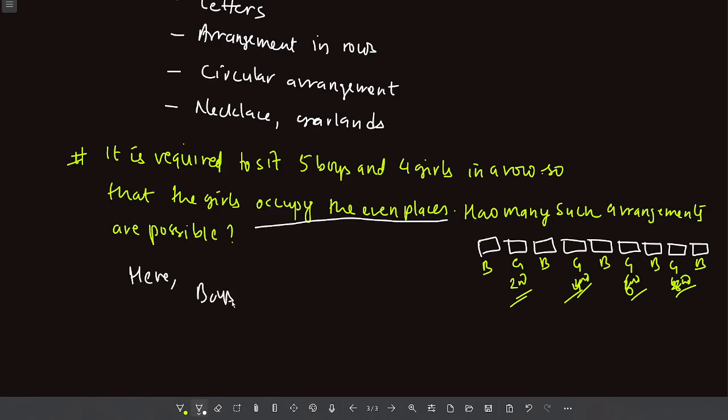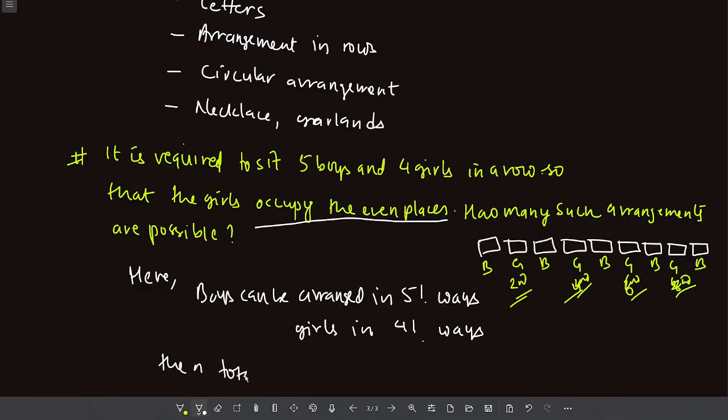So, boys can be arranged in 5 factorial ways, girls in 4 factorial ways. Then total number of ways is equal to 5 factorial times 4 factorial ways. This is our answer. Calculation you can do by yourself.